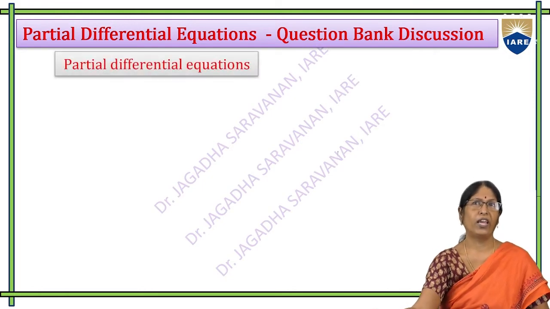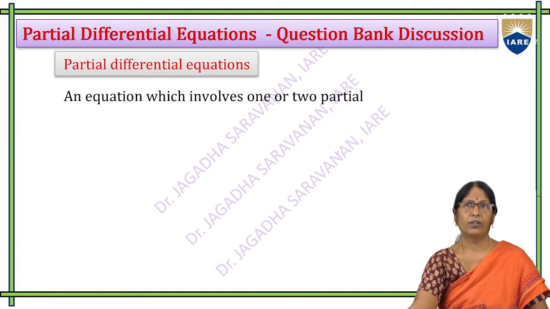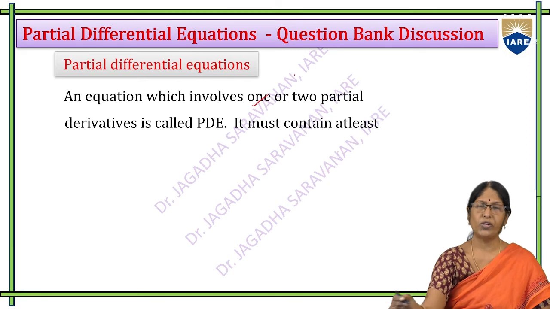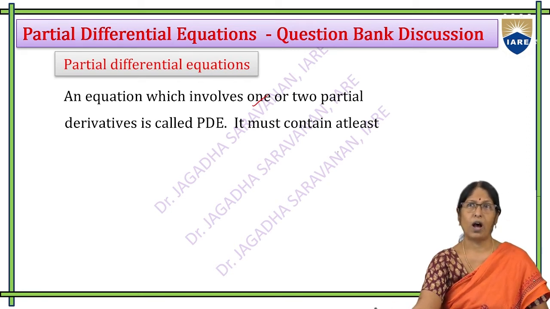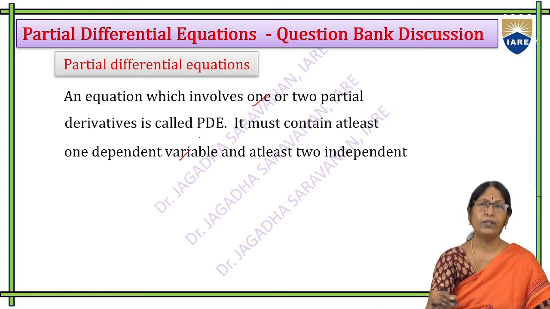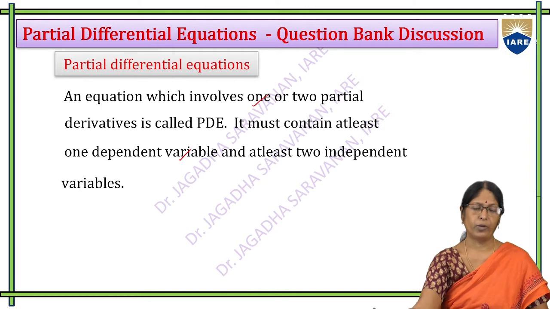So now we will enter the topic partial differential equations. The first question itself: we have seen what is order and degree. First, an equation which involves one or two partial derivatives is called a PDE. It must contain at least one dependent variable and two independent variables. Such equations we will be calling PDE.